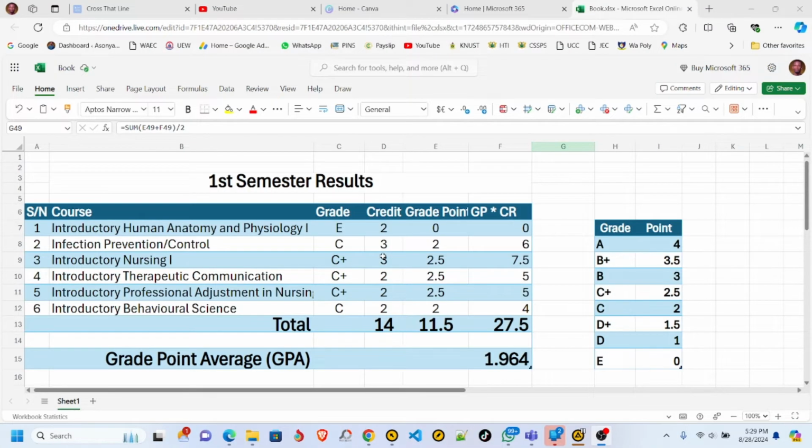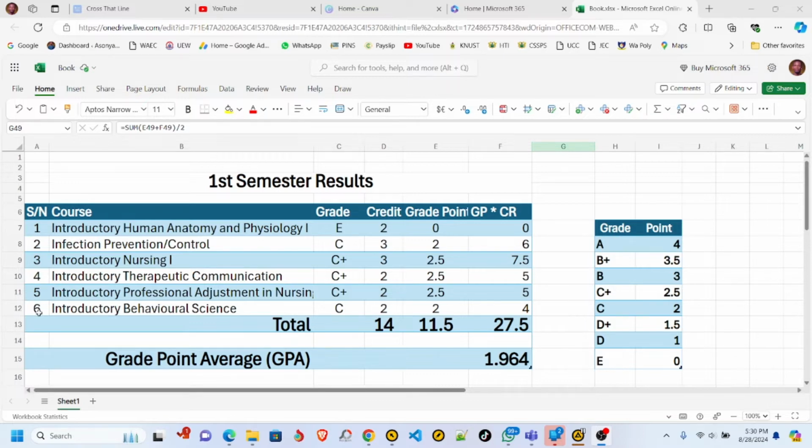As I said earlier, to calculate the GPA of any academic year, you need to get the average grade point of each semester, and then divide it by the number of semesters in that particular year. In nursing schools, we have only 2 semesters per academic year. So let's say in this case, this is our first semester results.